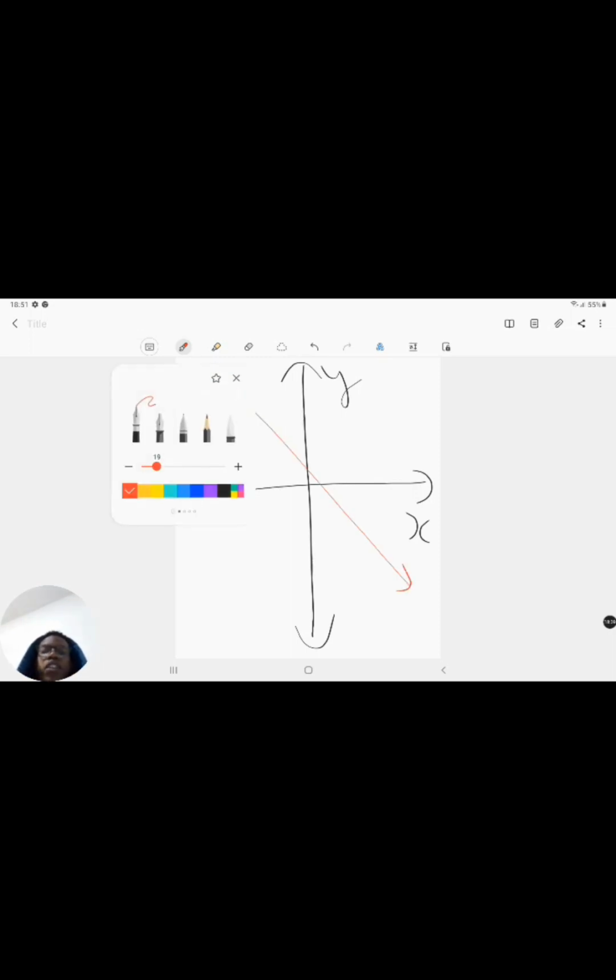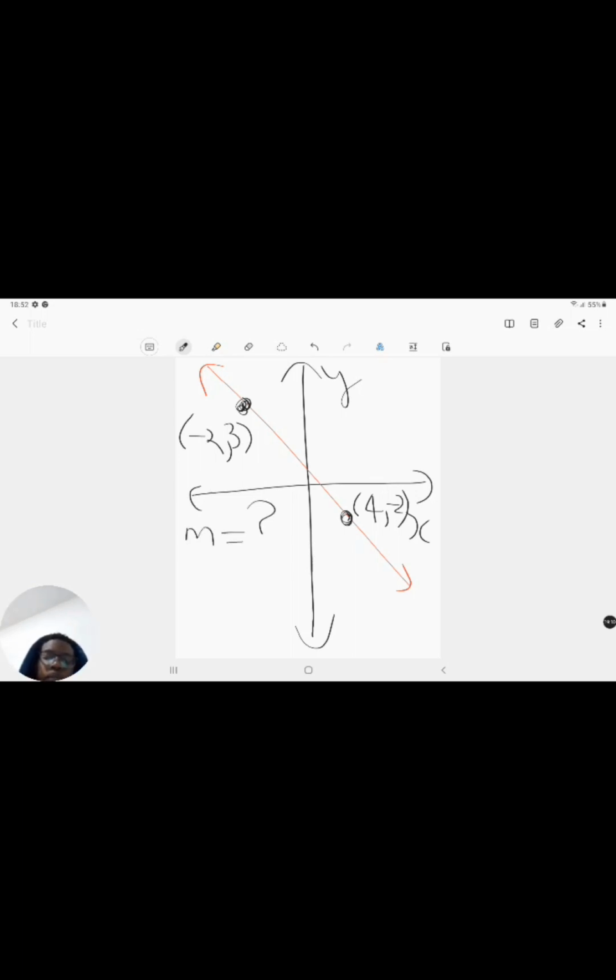And let's say I say to you that the coordinates at that point there are -2 and 3, right? And I say the coordinates at that point there are, let's say, 4 and -2. Okay, 4 and -2. Now I ask you to calculate the gradient. I ask you what is the gradient of this thing here.